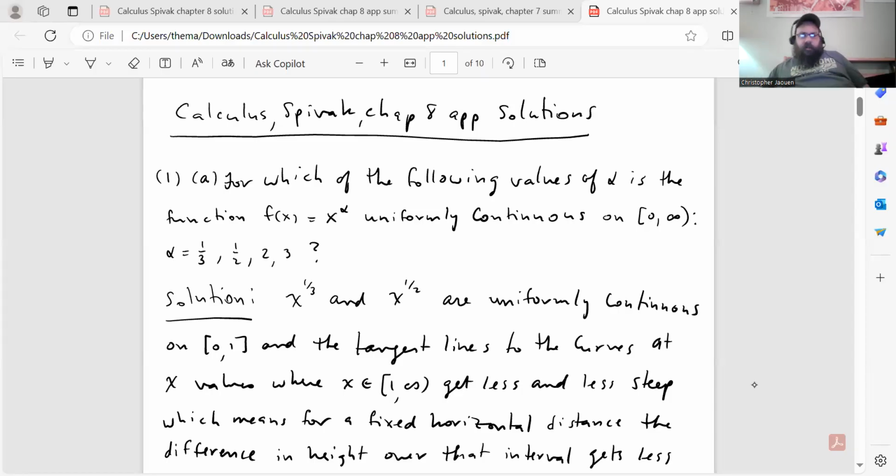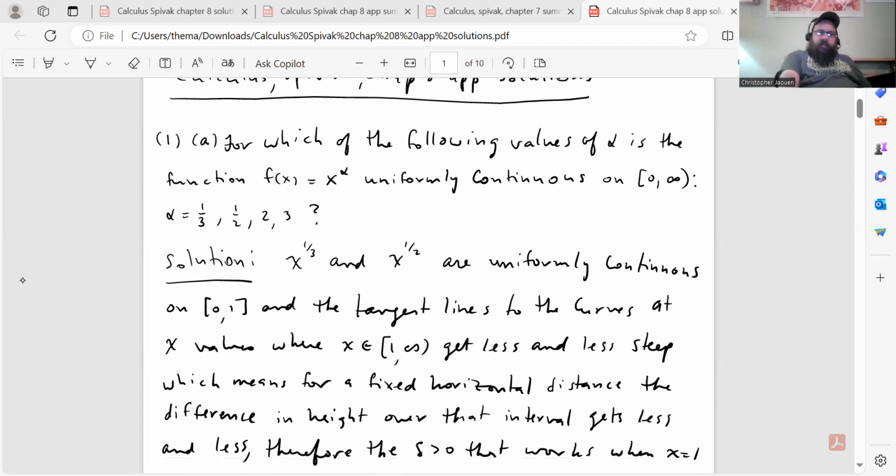I have my solutions to the chapter 8 appendix exercise set here. There were only 4 problems, so this will also be a short video because there's not much to do. But let's go through the problems here. Okay, so question 1 has a few parts to it.